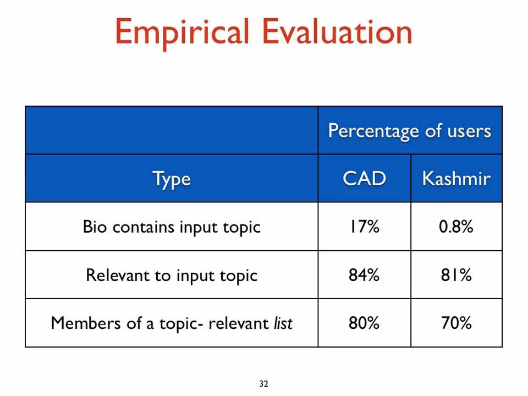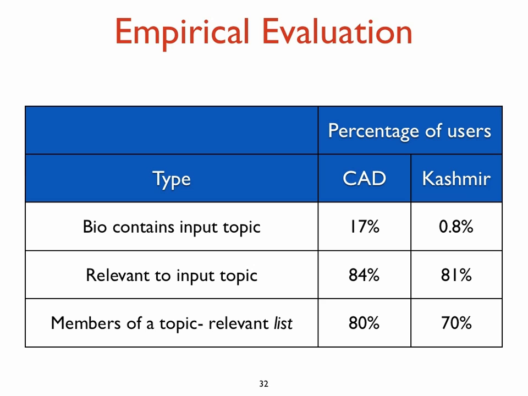The seed nodes were excluded in this evaluation. For both input topics, CAD and Kashmir, we observe a very small percentage of users which have the input topic in their bio. But the content posted by these users shows that they are relevant to the input topic. CAD contains 84% CAD relevant users, while Kashmir contains 81% Kashmir related users. This shows that our algorithm has about 80% precision.